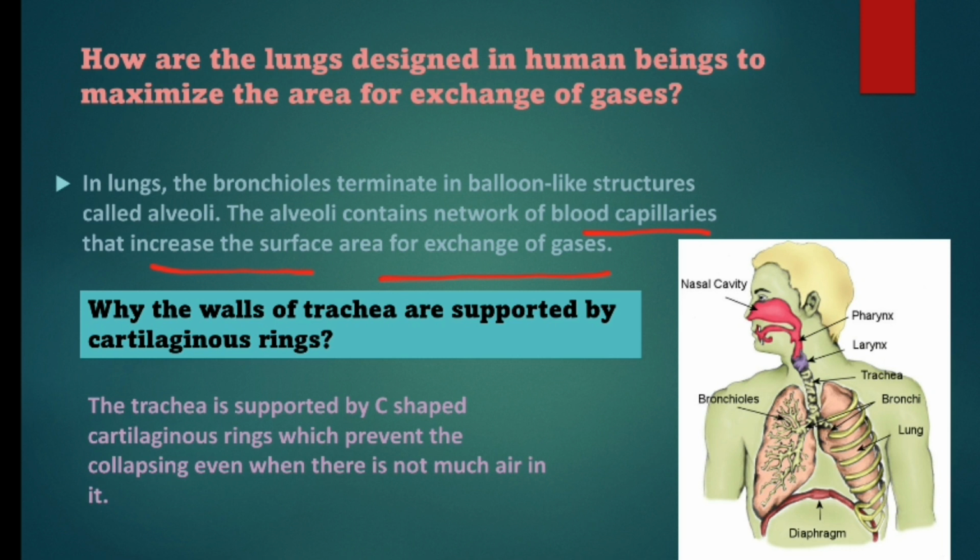Okay. Why are the walls of the trachea supported by cartilaginous rings? Now, as you all know, the trachea is basically a muscular organ, just like the esophagus. It is supported by C-shaped cartilaginous rings so that it prevents collapsing even when there is not much air in it. So there is a chance that this muscular organ can collapse, can get stuck with each other, and this is avoided with the help of the C-shaped rings.